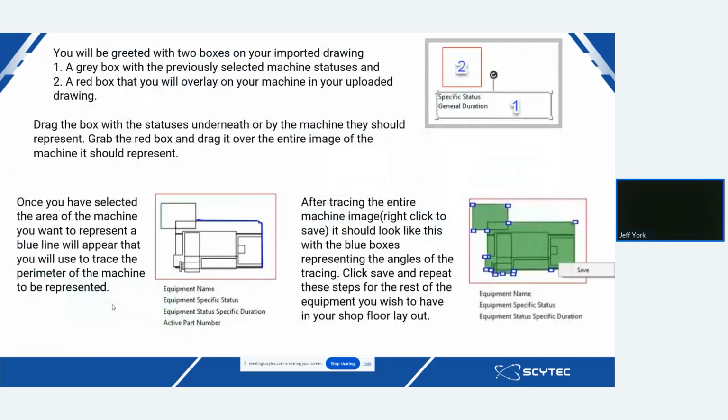Once you've done that, you will be greeted by two boxes, in that top right corner. The box with the number 1 is the machine parameters, the data items that you want to have selected, as well as the bounding box, which is number 2, which you will drag over a machine. Then you will trace that machine with that color blue, which you see in the bottom left image there.